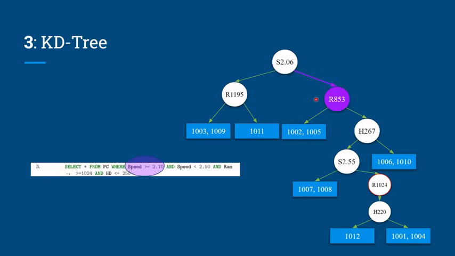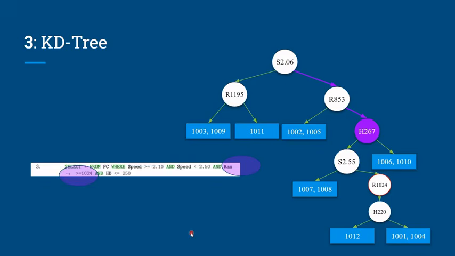Then we are, at this point, considering RAM value 853 to differentiate between our subtrees. So we look for the RAM in our query. RAM is greater than or equal to 1,024. So that means that our outcome should be retrieved from the right-hand side subtree. This one. Okay.